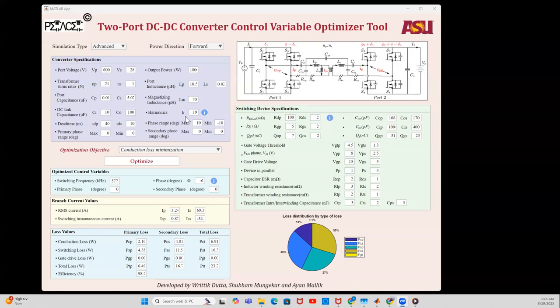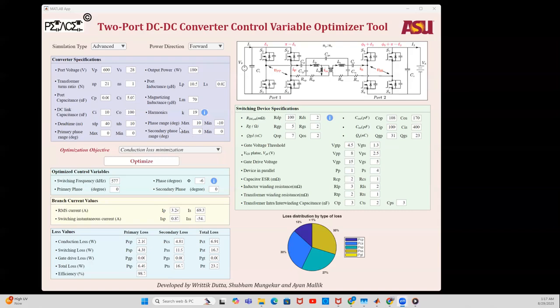The harmonics determine how accurate we want our result to be. Typically, higher harmonics correspond to higher accuracy. However, there is also a computational time trade-off. Currently we have selected the harmonics to be 19, which seems to be a good trade-off between execution time and accuracy. Then we have also considered the dead times on the primary and secondary side, which are 40 nanoseconds on the primary and 10 nanoseconds on the secondary.